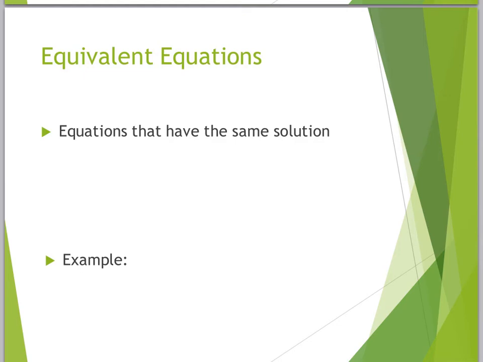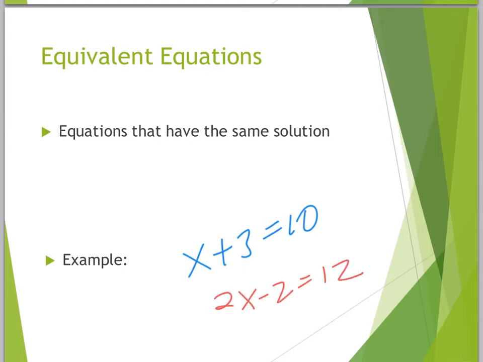Equivalent equations are equations that have the same solution. So if I said to you x plus 3 equals 10, and I also gave you 2x minus 2 equals 12, I would argue with you that the equations have the exact same solution. I believe that x equals 7 in both cases, and you can plug it in to prove that that's true or not true. So let's see here, 7 plus 3 is 10. 2 times 7 is 14, minus 2 is 12. So these are equivalent equations because the solution to both is 7.